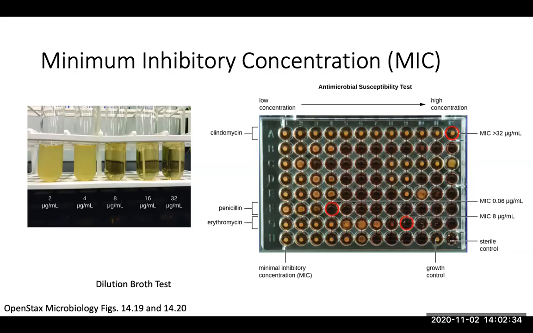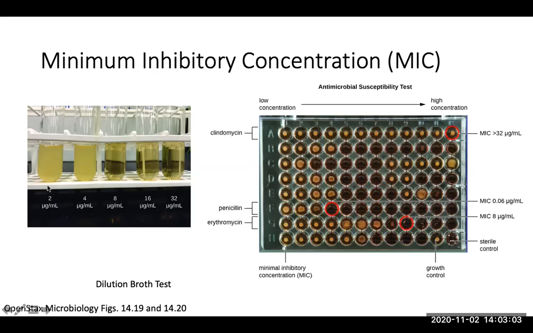In this lab, we will revisit how the effectiveness of antimicrobial drugs can be measured in the lab. Let me remind you about the term minimum inhibitory concentration, otherwise known as MIC. This is the lowest concentration of a drug that inhibits the growth of a microbe. Two versions of a dilution broth test that is used to measure MIC are shown on this slide.